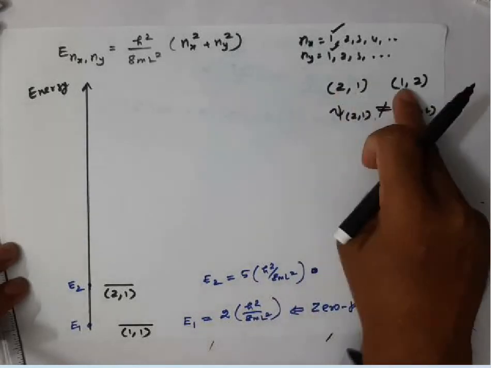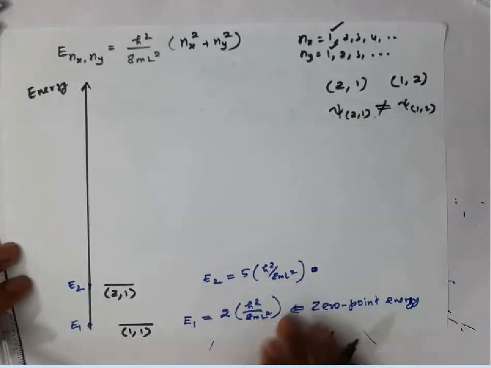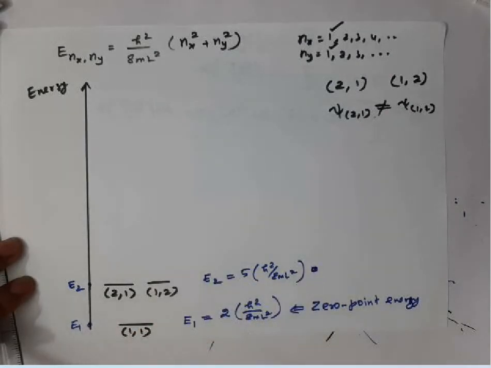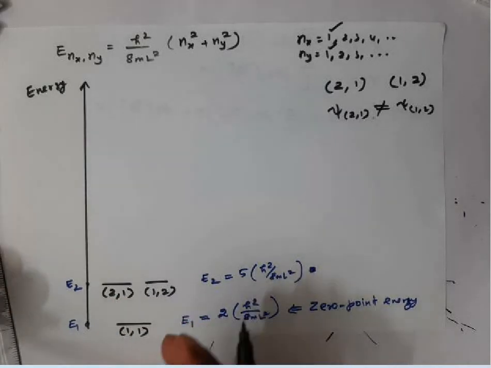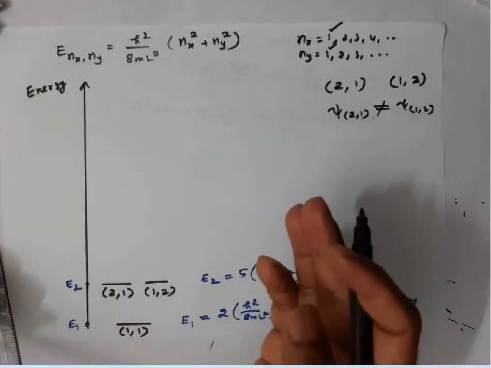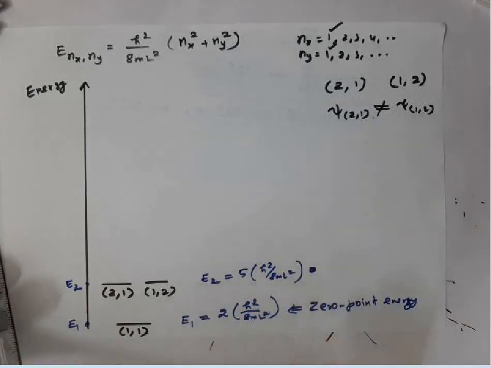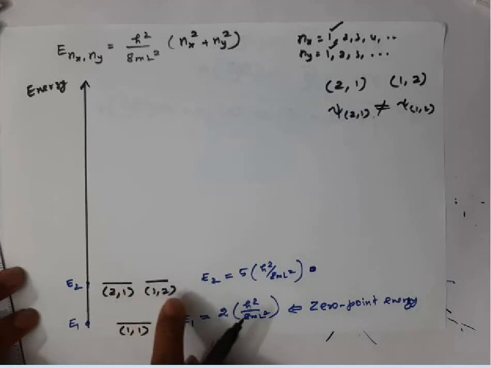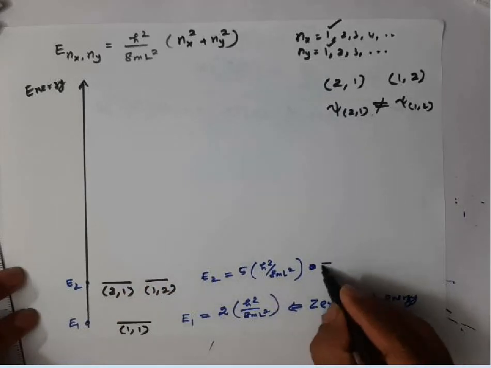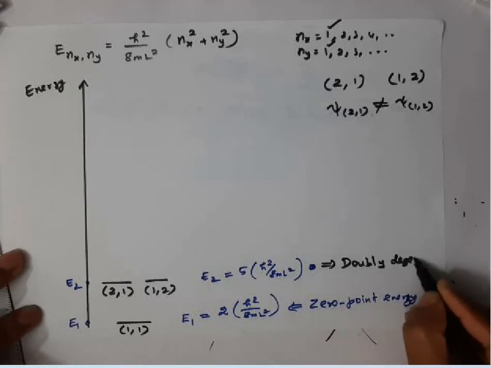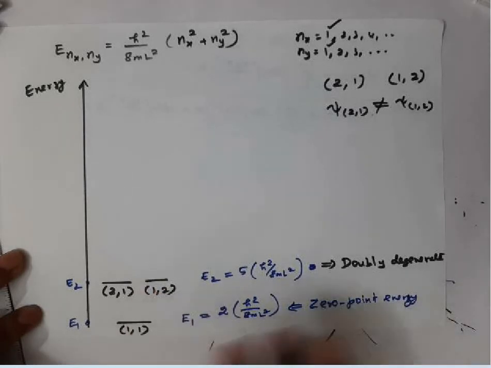But if you substitute these values here, the energies are the same. So the 2, 1 state and the 1, 2 state have the same energy. They have the same energy, but their wave functions are different. You know very well, if two or more states have different wave functions but the same energy, we call them degenerate states. So in this energy level, 2 states have the same energy, so we call this level a doubly degenerate level, because 2 states have the same energy.